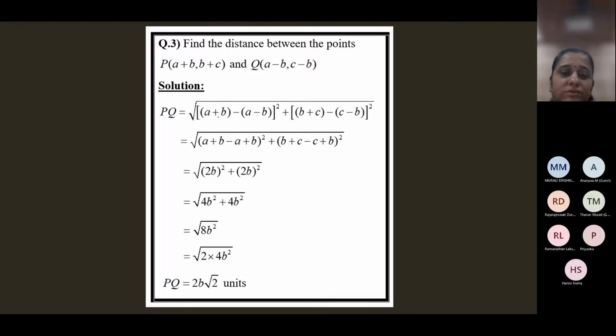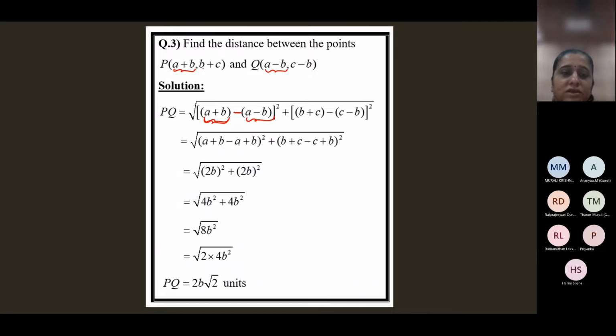So to tell you in simple words, we understood that the distance formula works like this. These are the x coordinates. Write them in any order. You can write a plus b first or a minus b first. This is the x coordinate of p, this is the x coordinate of q. Write anything first, subtract them and square it.